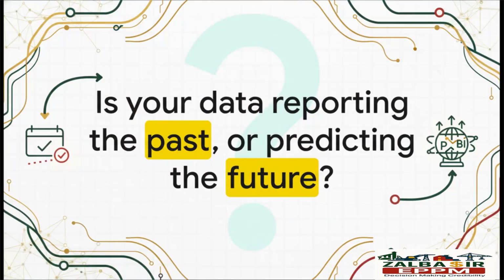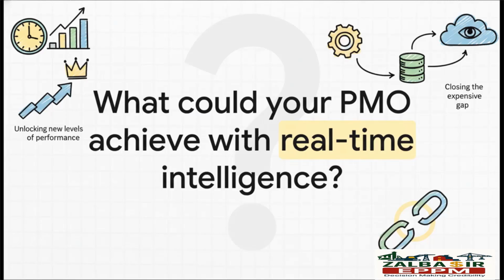So, the final question I'll leave you with is this. What do you want your data to do for you? Because by setting up the right governance in P6 and connecting it to a powerful tool like Power BI, you can make your project data stop just reporting on the past and really start predicting the future. I'm going to leave you with this one big question to take back to your team. Seriously, what could your project management office really achieve if you closed that expensive gap for good? If you had real-time intelligence at your fingertips, what new levels of success could you unlock?